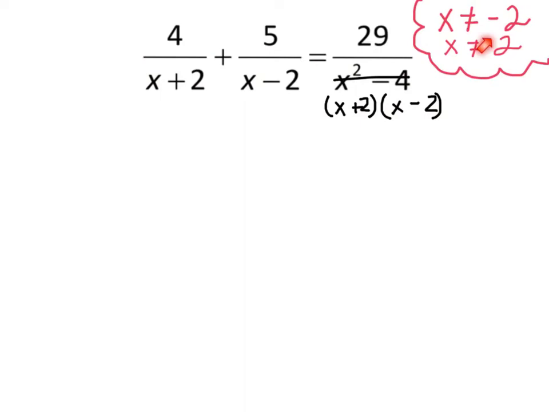Now let's go to step 2, which is getting the common denominator. Let's look at the smaller denominators. This one, for instance. Compare it to the bigger denominator. What does this one need to be like that one? This one needs to be multiplied by x minus 2.